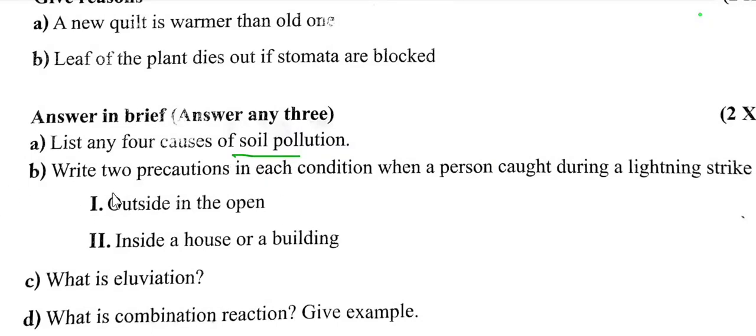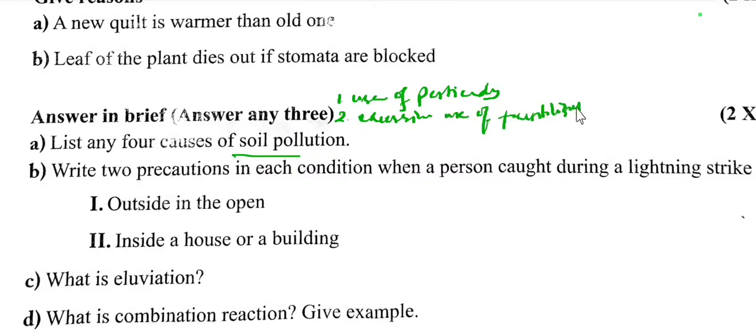Next question carrying 2 marks is 4 causes of soil pollution. The causes of soil pollution are use of pesticides, excessive use of fertilizers, oil and fuel dumping, and direct discharge of industrial waste without treatment. You have to write 4 causes.